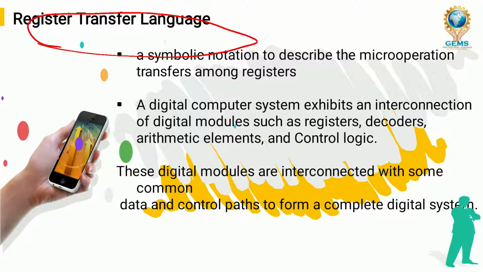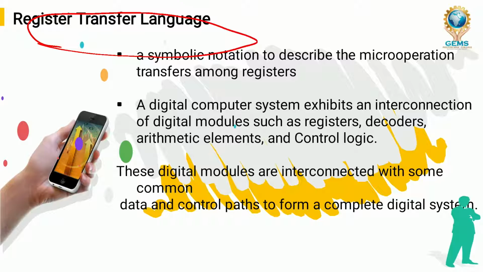Now on the data we are performing some operations. What kind of operations? Simple addition, subtraction, multiplication, division. These are the different types of arithmetic operations. And we will perform the logical operations also. Whatever you want to do, we are doing on that particular data. What are the operations we are performing? That is called micro operations. These are the micro operations.